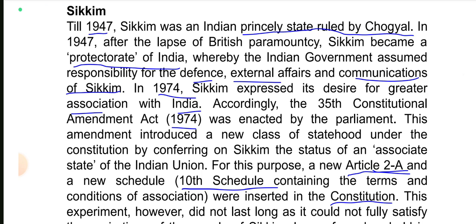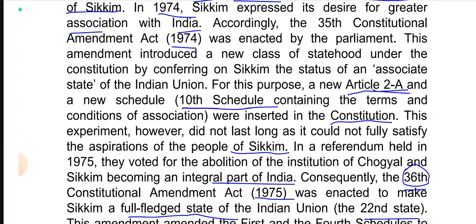Sikkim. Till 1947, Sikkim was an Indian princely state ruled by the Chogyal. In 1947, after the lapse of British paramountcy, Sikkim became a protectorate of India, whereby the Indian government assumed responsibility for the defense, external affairs and communications of Sikkim. In 1974, Sikkim expressed its desire for greater association with India. Accordingly, the 35th Constitutional Amendment Act 1974 was enacted by Parliament. This amendment introduced a new class of statehood under the Constitution by conferring on Sikkim the status of an associate state of the Indian Union. For this purpose, a new Article 2A and a new schedule, the 10th Schedule containing the terms and conditions of association, were inserted in the Constitution.